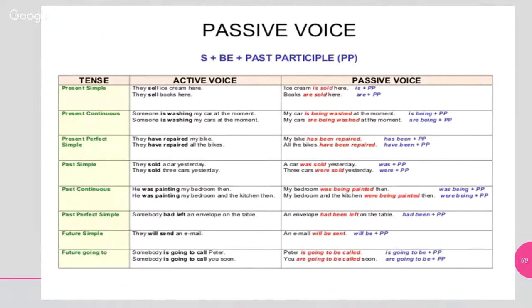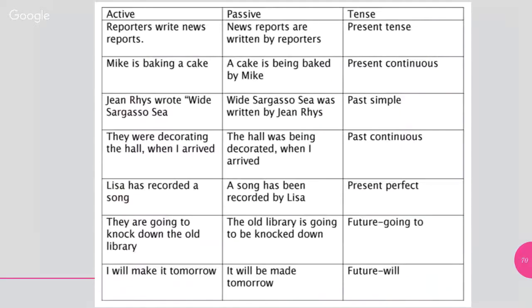This is again the same thing. Reporters write news reports. Active voice. The passive would be: news reports are written by reporters. Mike is baking a cake. A cake is being baked by Mike.